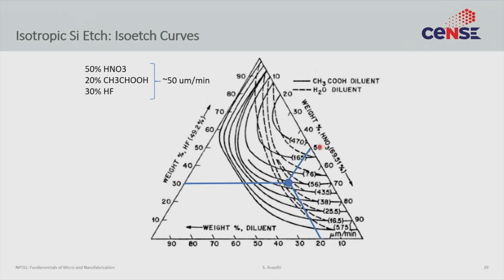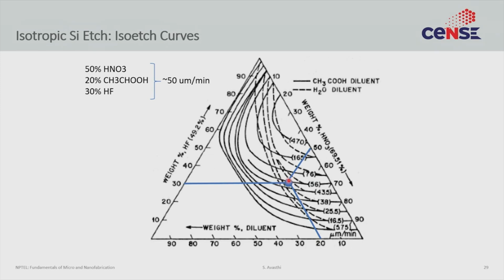Now the other thing to notice is the dotted line and the solid lines. For roughly equal amounts of nitric acid and hydrofluoric acid, you may notice that the etching rates are slightly higher with acetic acid as the diluent instead of water. So for example, let's take the case here, right? So this is very close to the contour which gives you the etching rate of nearly 50 micron a minute, right?